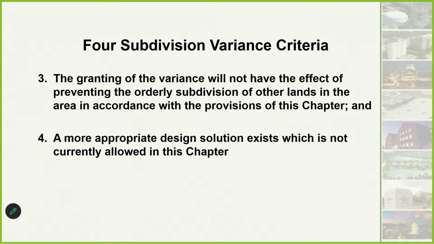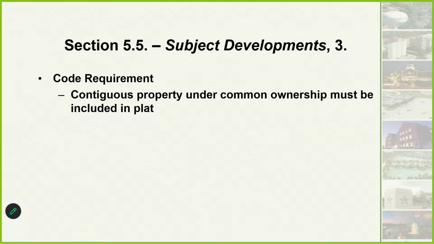And if you need me to go back again through the criteria as we move through each of the requests, I can do that. The first request is from 5.5.3, which is subject developments. This code requirement says all property that is contiguous under common ownership must be included in the plat. So in order for the property owner to proceed forward with subdivision of Lot 7 into 2 lots, you have to have a variance from this because it has to include the 3.7 acres that's never been platted.